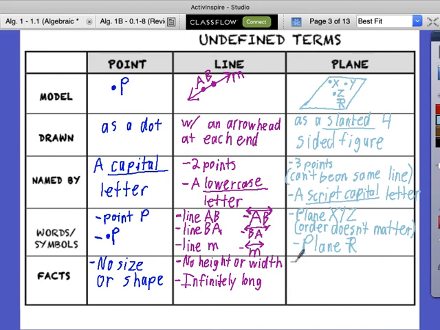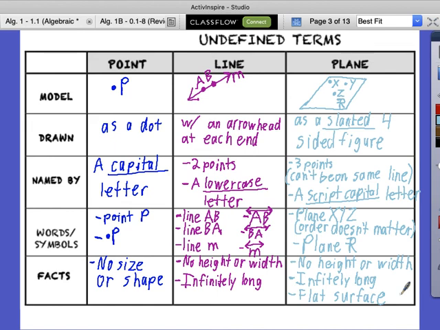So facts we know about them, we know three facts here. There's no height or width, just like a line. This is infinitely long as well. And it's a flat surface. So there's no height or width, infinitely long, and it's a flat surface.